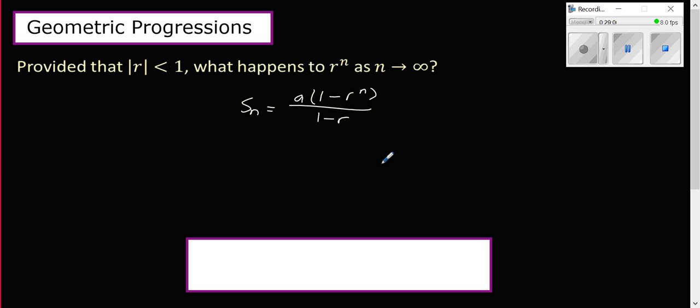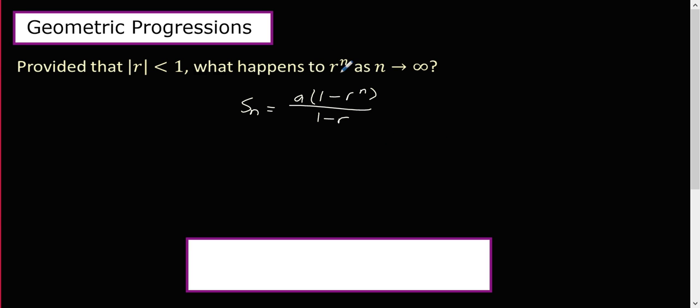So what happens to r to the power of n as n tends towards infinity? Well, you'll have a fraction here to the power of a really large number. So we can say that r to the n is getting closer and closer to 0. And what that means then is our sum formula, if we're summing an infinite number of terms, is just going to be a divided by 1 minus r, which is brilliant.